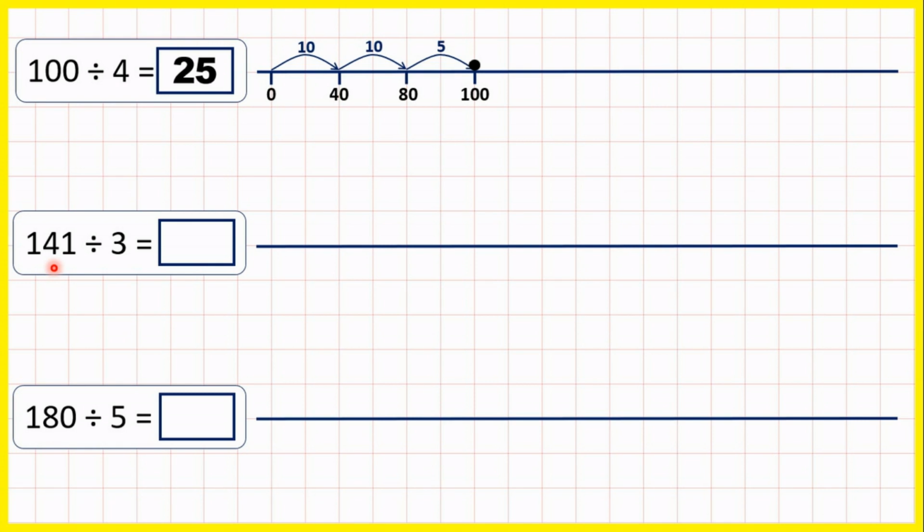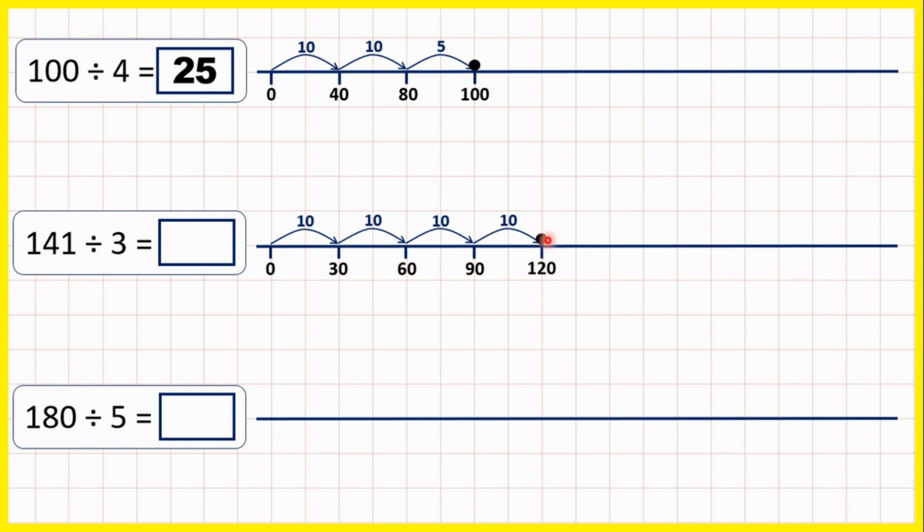Now 141 divided by 3. Again, we're not going to count in steps of 3, we can count in steps of 10 times 3, and 10 lots of 3 is 30. Another 10 lots of 3 means we can add another 30, and 30 plus 30 is 60, but we're still not close to our dividend, so another 10 lots of 3, another 30 takes us to 90, and we're not there yet, so let's keep going. Another 10 lots of 3, so 90 plus another 30 takes us to 120, but here, if we jumped another 10 lots of 3, that would take us to 150, and that would be too many.